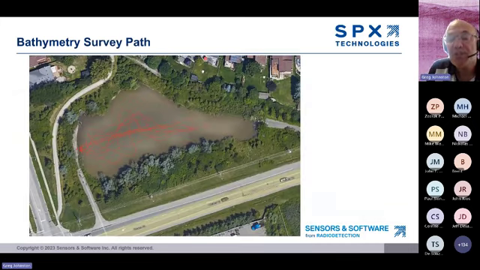If you use GPS to position your survey, you can create maps of the water depth. In this case, they were worried about this municipal pond silting up. So they measure the water depth annually with GPR to know when it is time to dredge it.